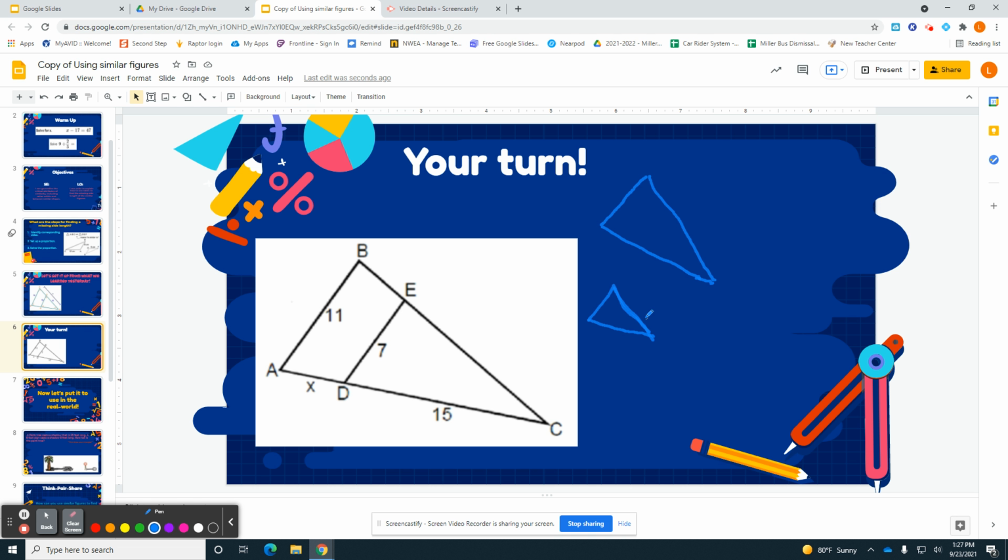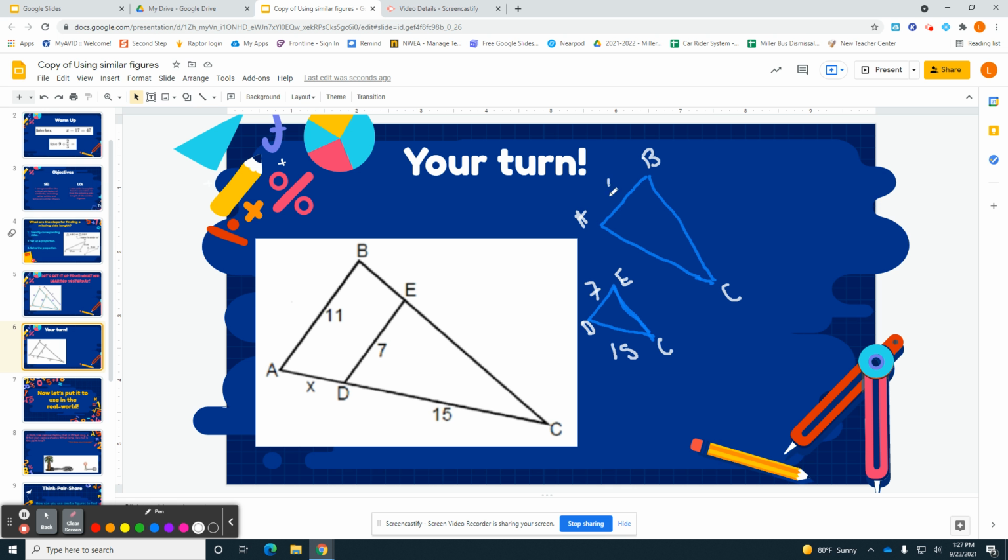So now that we have our shapes redrawn, we can label them. So you have AB, because we're doing our bigger shape, ABC, and then you have your smaller shape, which is D, E, and C. Okay, so your measurement for DE is 7. Your measurement for DC is 15.